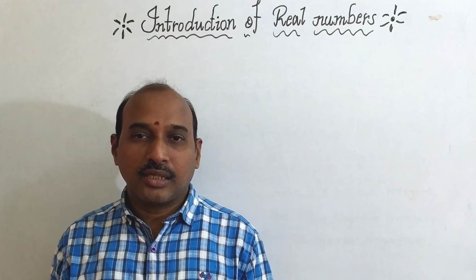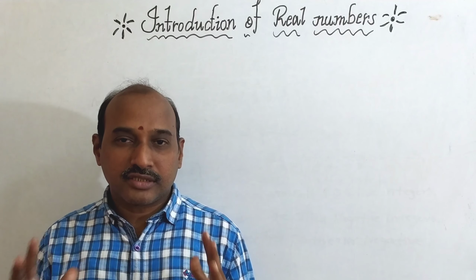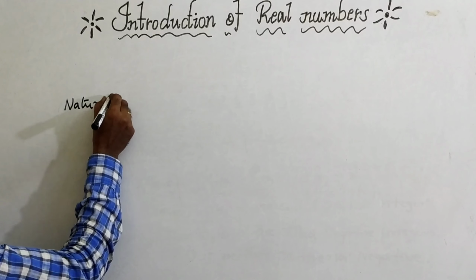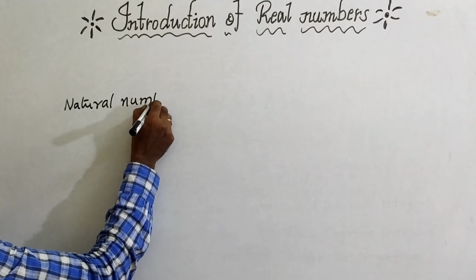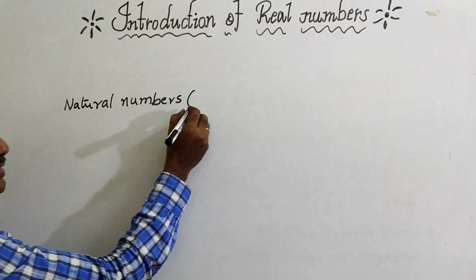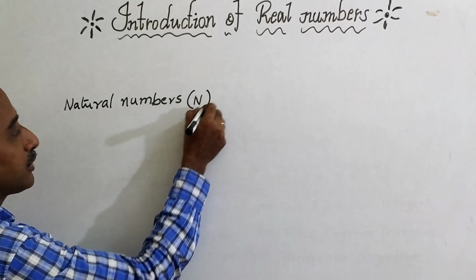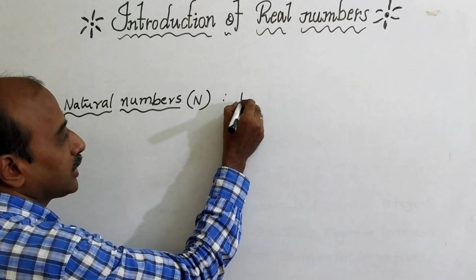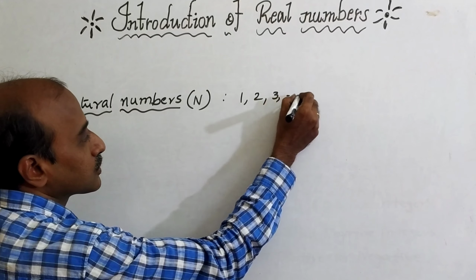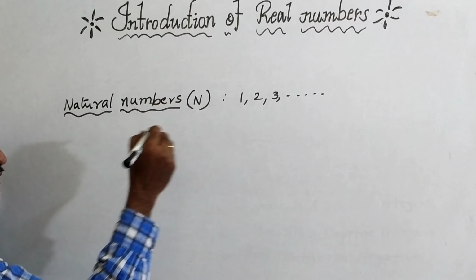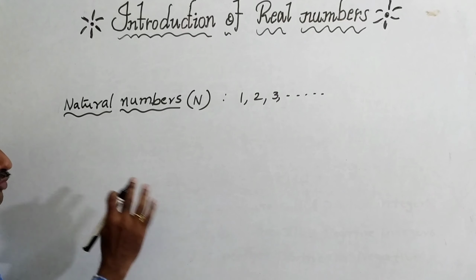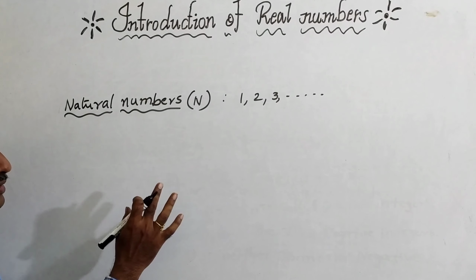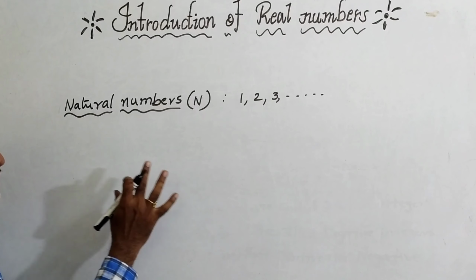Before going to introduction of the real numbers, we can recapture the number system. First come to natural numbers. Natural numbers are represented by capital N. Counting numbers are called natural numbers. That is 1, 2, 3, so on up to infinity. Suppose you want to buy 5 apples. You count 1, 2, 3, 4, 5 like this. So counting numbers are called natural numbers. It is represented by N.